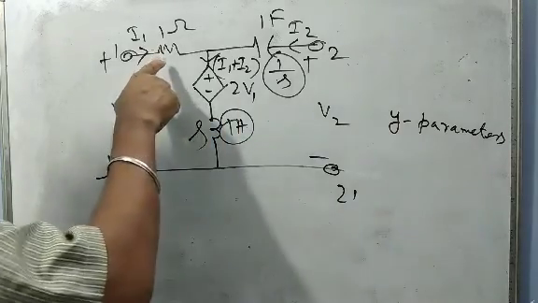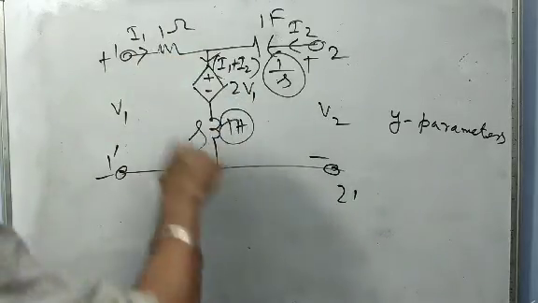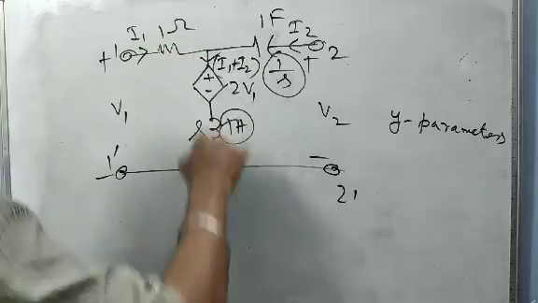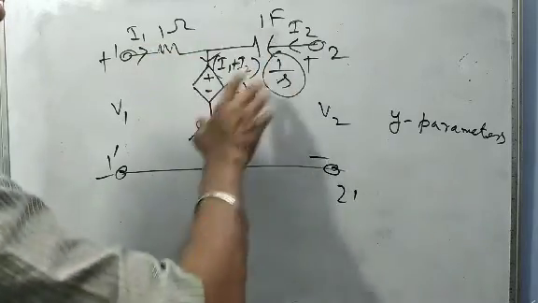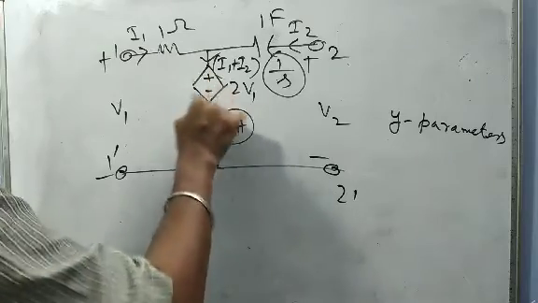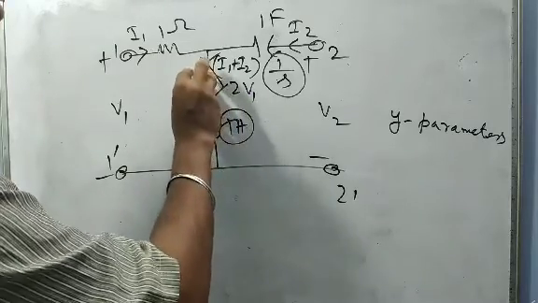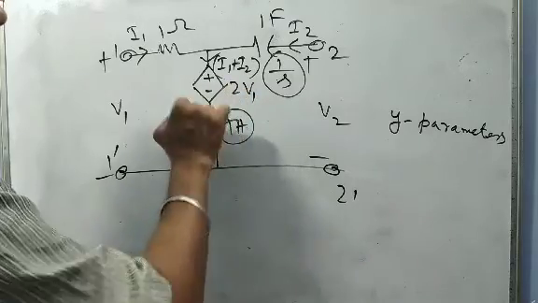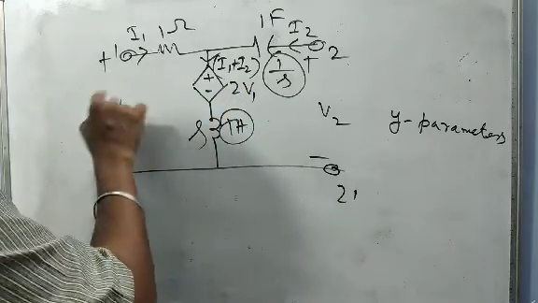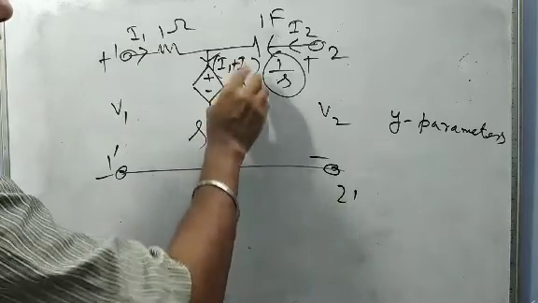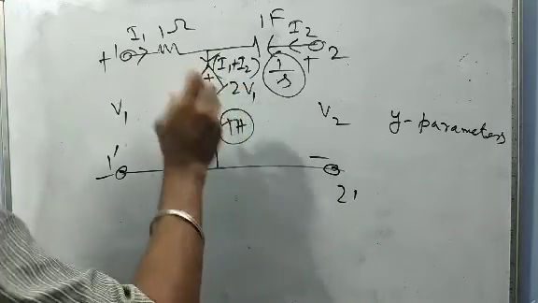Suppose this is the network, a very simple two-port network. This is a T network. Rather, you can see it is in the form of T, but there is a dependent source. What is the dependent source? It is a voltage source. What is its value? Its value is 2V1. By what value is it controlled? It is controlled by this value. Whatever this V1 will be, this 2V1 will be acting accordingly. This is the voltage source.